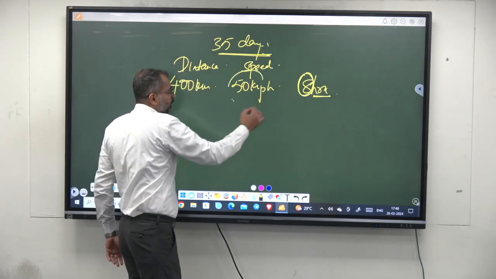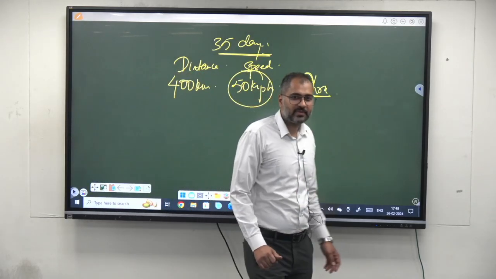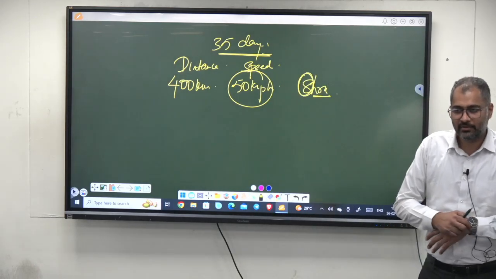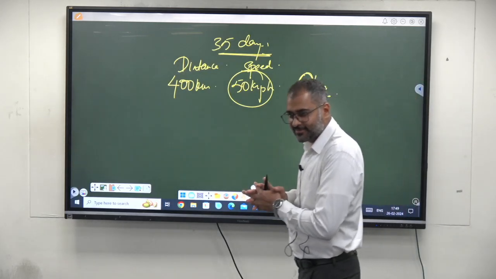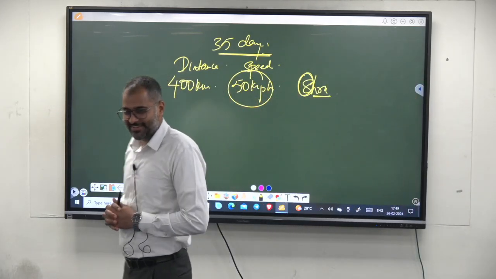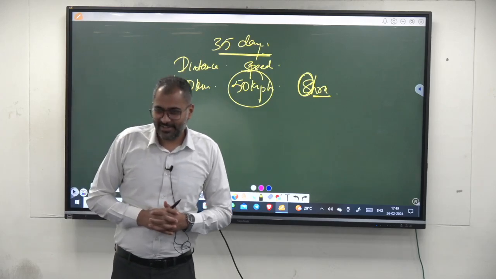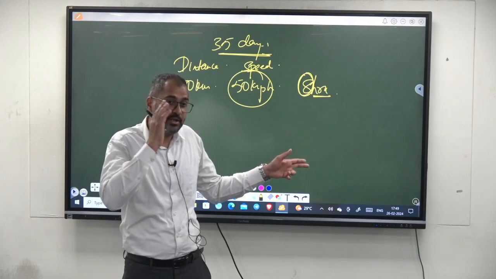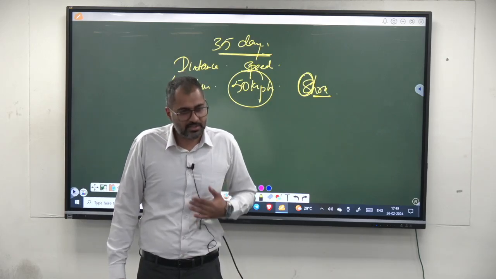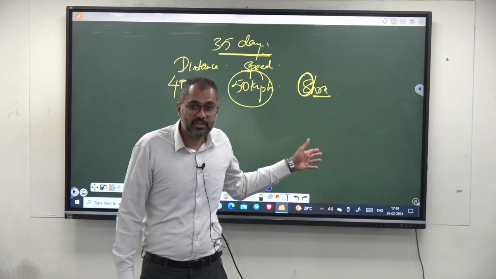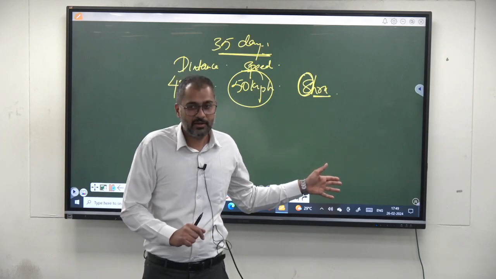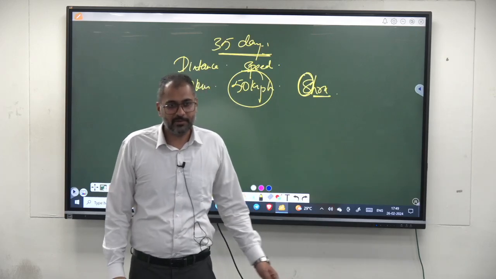What is this 50 kilometers per hour here? Speed. What do you mean by speed? What's your understanding about the speed? If I say the bike traveled past in front of me at a speed of 100 kilometers per hour, did I see it traveling 100 kilometers? Did I see it traveling for 1 hour? No. What is the meaning of 100 kilometers per hour?